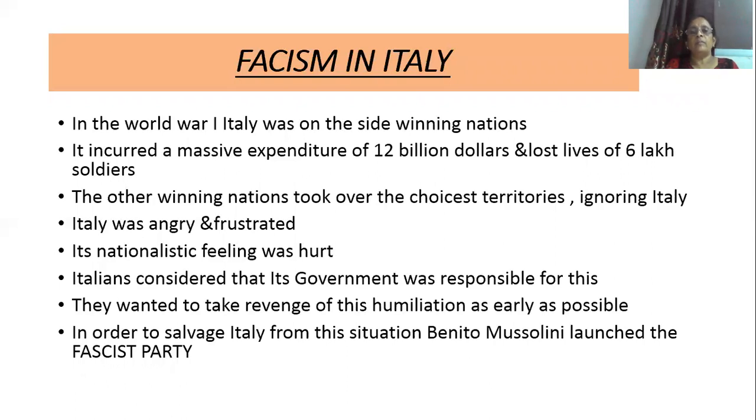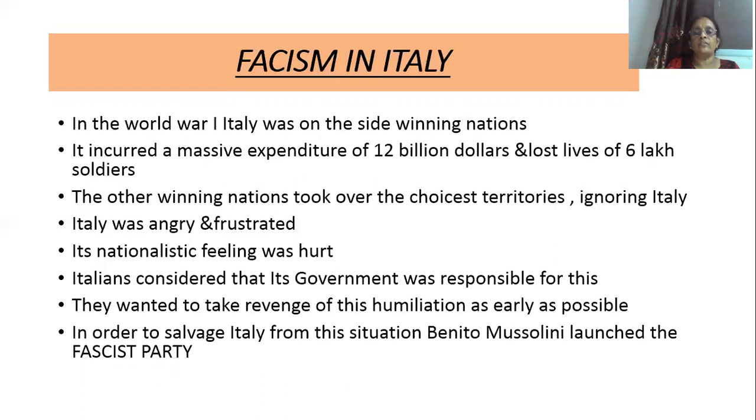America, France, and England distributed many of the provinces of Germany, but they did not give any of the territories to Italy. Italy wanted certain places of Germany, but did not get them. So the people of Italy were very angry and frustrated, and their nationalistic feeling was hurt. The Italians considered it an insult and held the government of Italy responsible for it. They wanted to take revenge for this insult as early as possible.